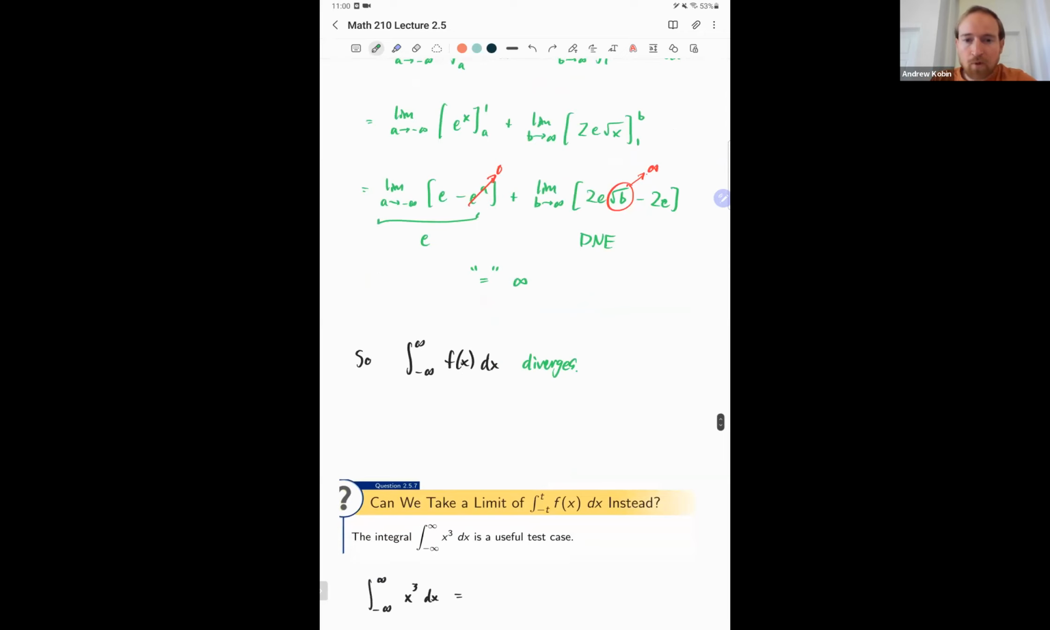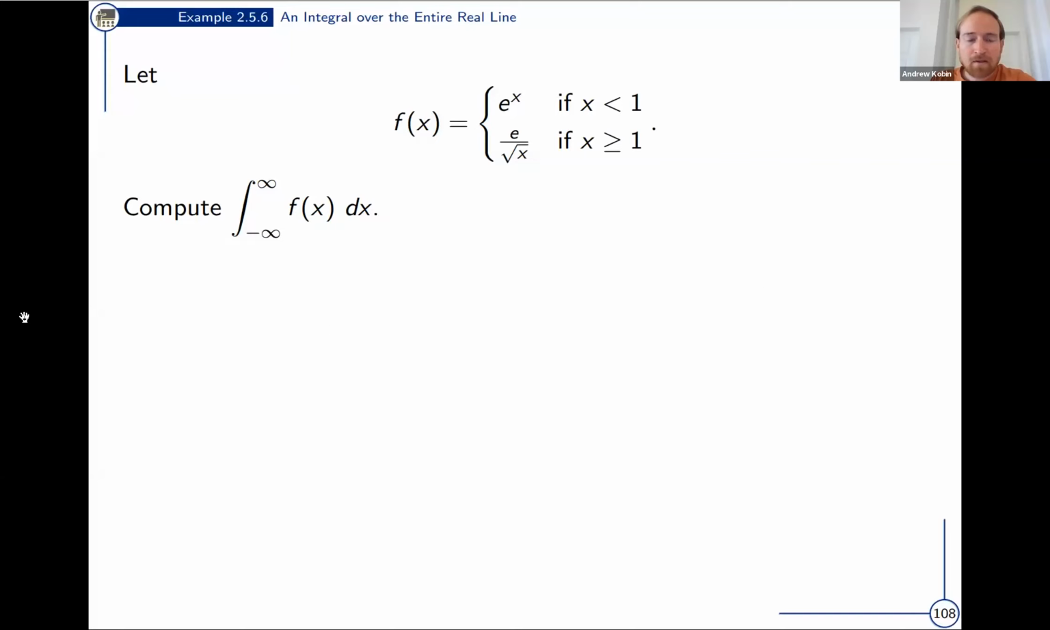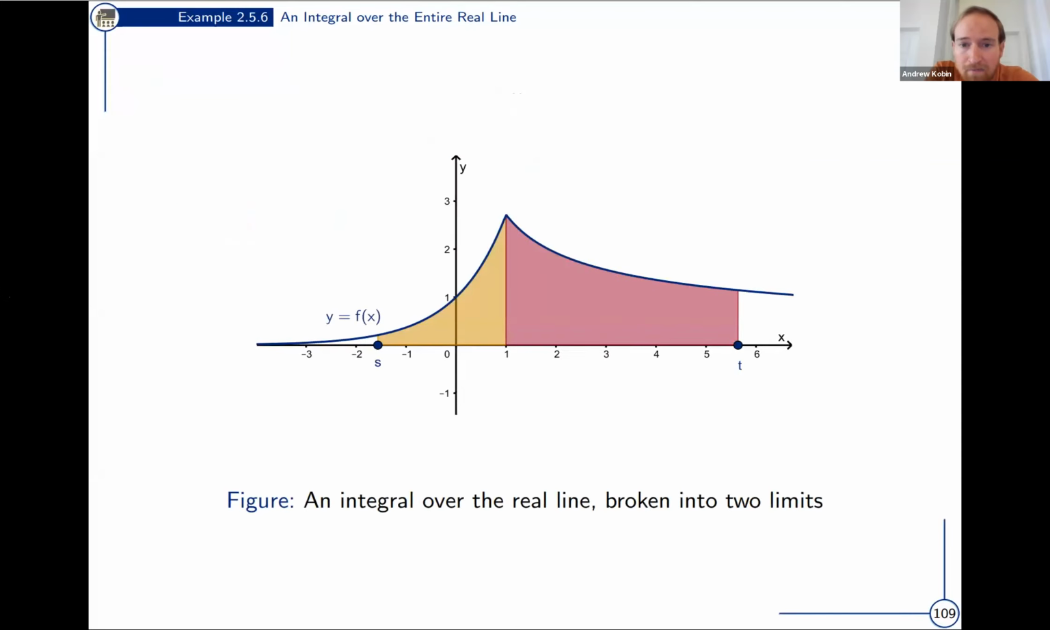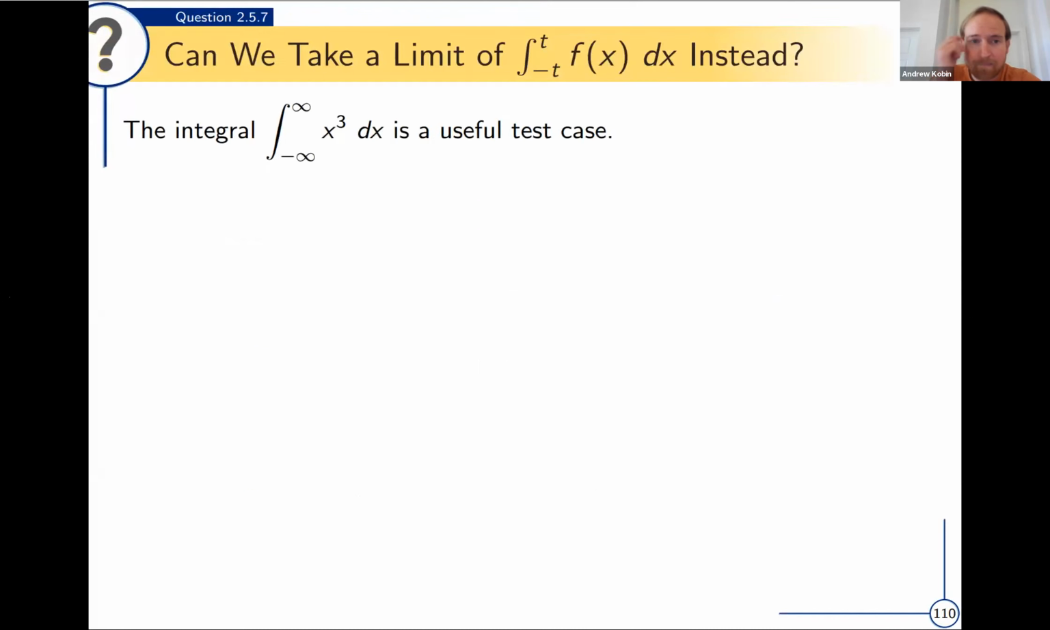Okay, there's one more thing that I want to discuss. By the way, here's a graph with the two shaded regions shown. And in the widget, you can slide S and T off to the left and to the right, respectively, to see how these areas change. So this figure here, if we integrate under the graph from negative infinity to positive infinity, we just showed does not have a finite area, or the improper integral diverges.